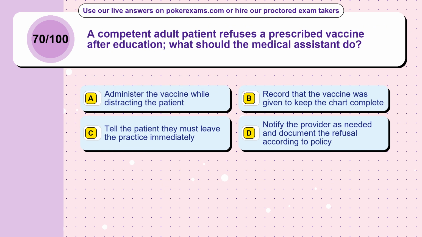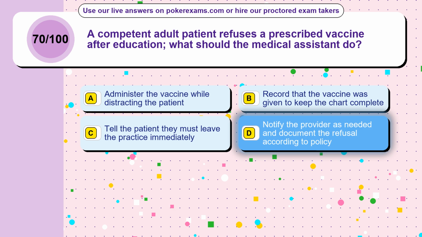Question 70. A competent adult patient refuses a prescribed vaccine after education. What should the medical assistant do? Option A. Administer the vaccine while distracting the patient. Option B. Record that the vaccine was given to keep the chart complete. Option C. Tell the patient they must leave the practice immediately. Option D. Notify the provider as needed and document the refusal according to policy.